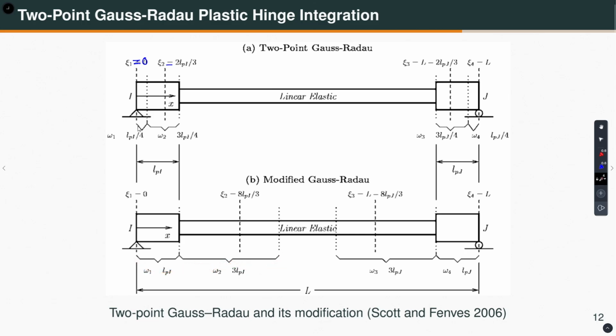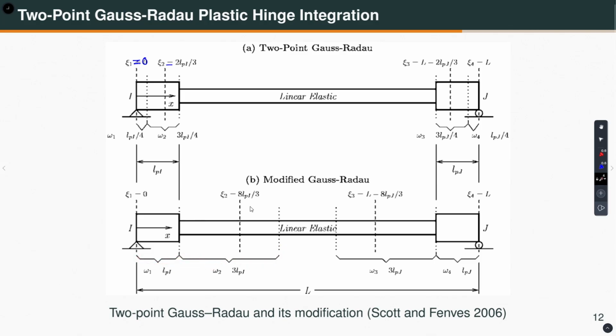Then what happens? Well, this weight was LPI by 4. Now that weight will become LPI. So that means this integration point will have a weight which is equal to the length of the plastic hinge. The next integration point will have a weight. Earlier this weight was 3 LPI by 4. So that will now become 3 LPI, just a factor of 4, because here the total length was LP and here the total length is 4 times that.